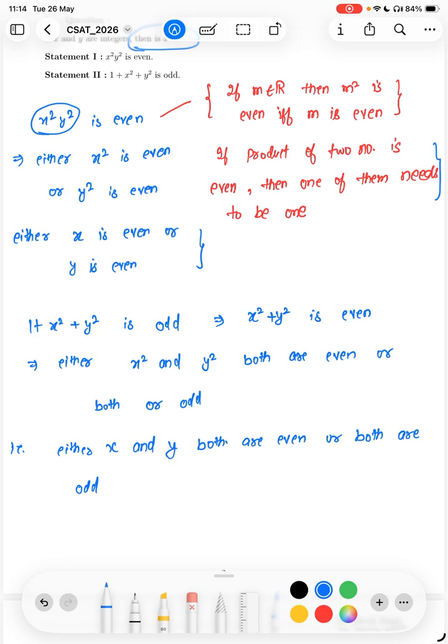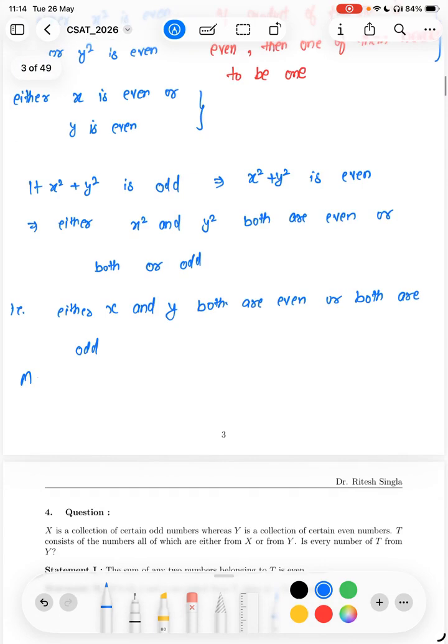But if I merge these two statements, what statement 1 is saying, either x or y is even, meaning one of the two is even. What is statement 2 saying? That if one is even then the other will also be even, right? So if I just merge statement 1 and 2, we get both x and y are even, right?